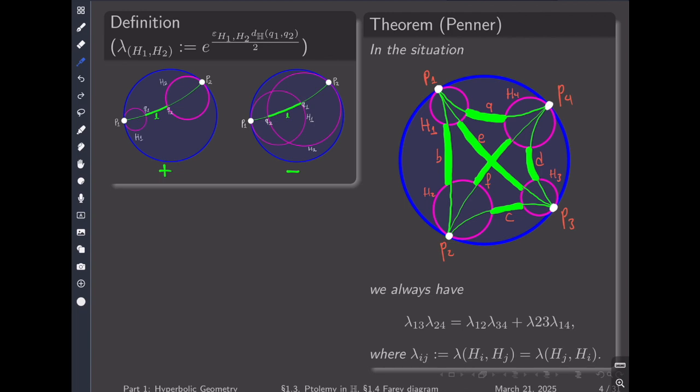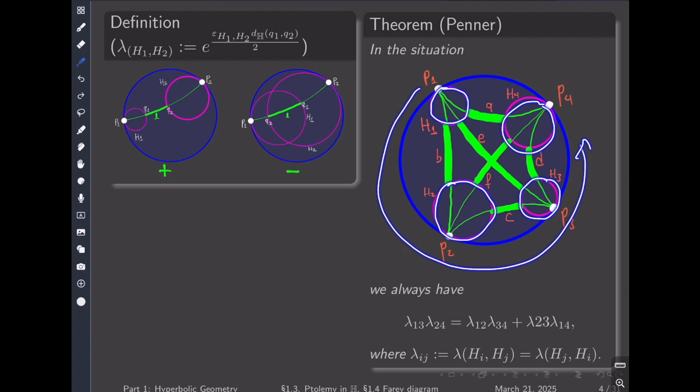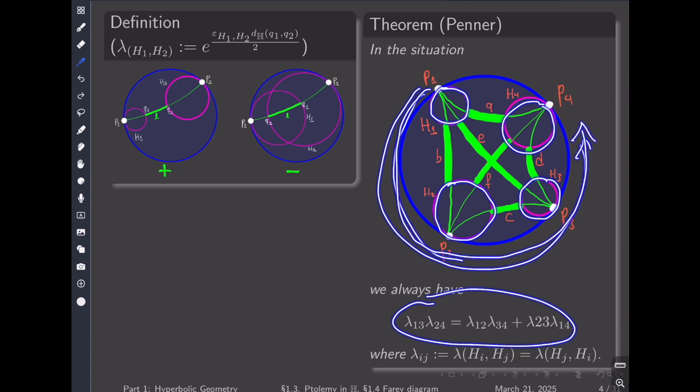Okay, and then I stressed one fact, which was that this is true for any ordered quadruple of horocycles based at 4 points, and for this expression it's important that the numbering happens in the clockwise sense. That's it.